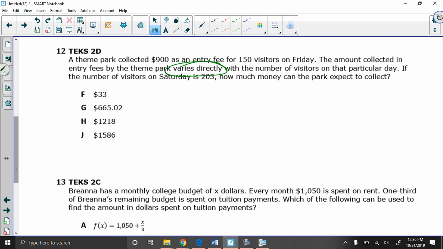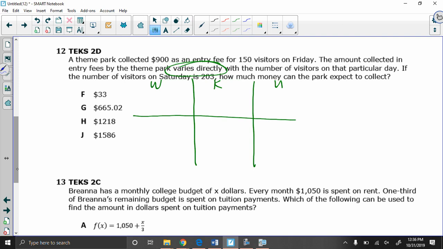So if I see varies directly, I know that I have to set up a proportion to figure this out. So I'm going to be using WKU, which is just a proportion table to help me organize my information that was given. W is words, K is known, U is unknown. And I'm going to fill this out.